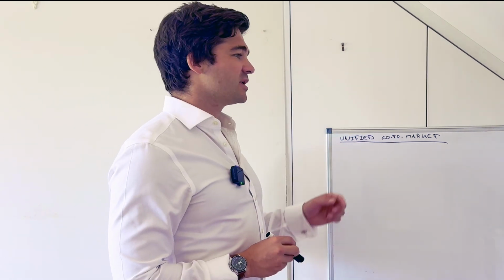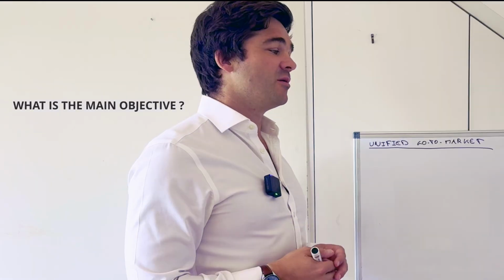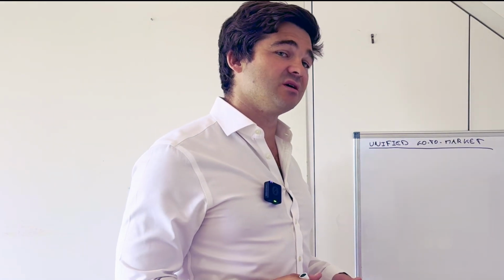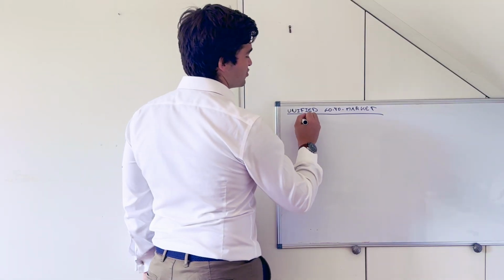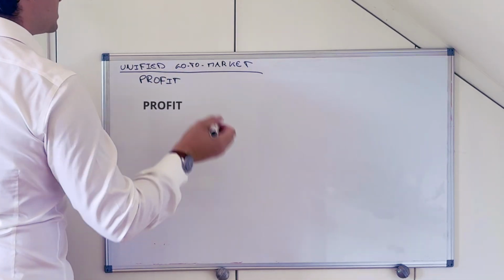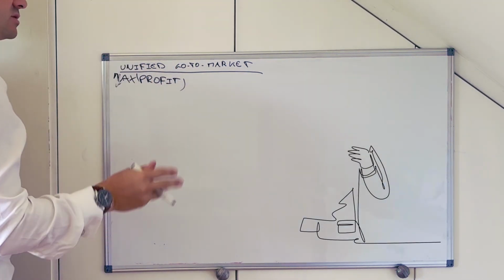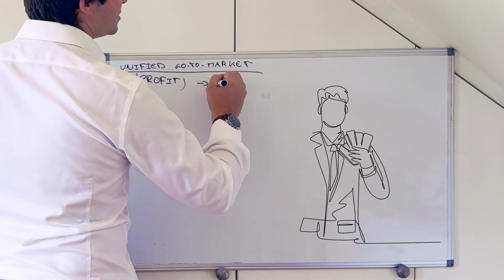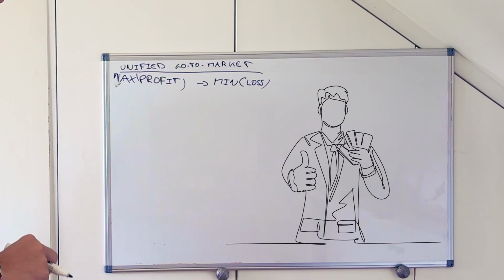So, unify go-to-market. The first step is to figure out what the main objective is for everybody. And the great thing is that companies tend to have the same one. There's not much hesitation around it. What we want is profit, and so our objective should be to maximize our profit. For some companies which just started, it's going to be to minimize the loss, but we'll stay with maximizing profit.